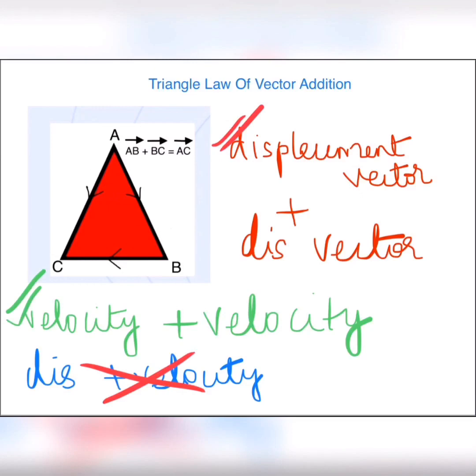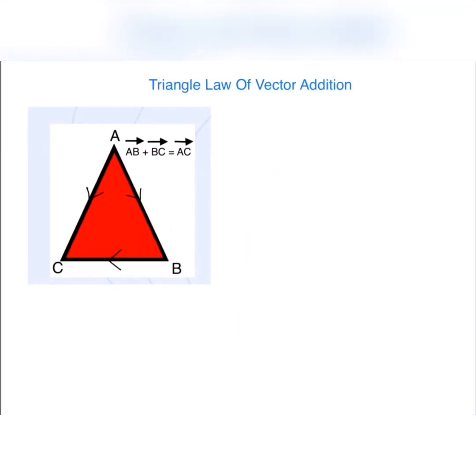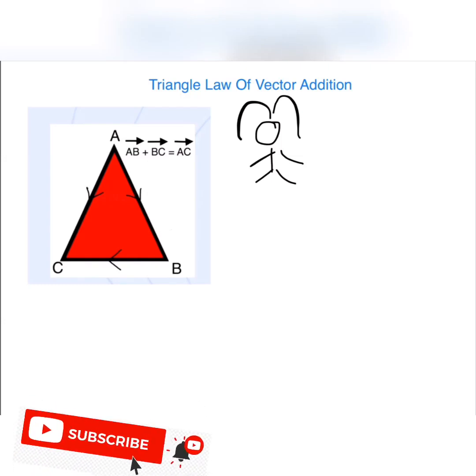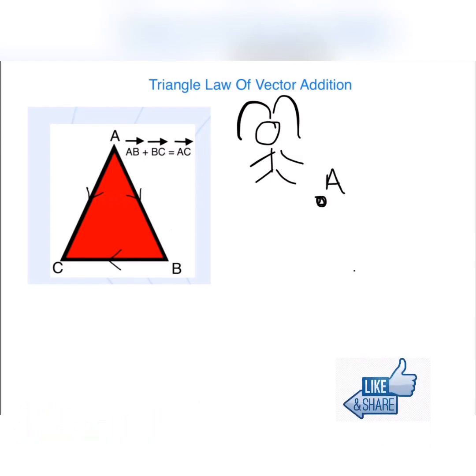Now let us see the triangle law of vector addition. We will go into detail. Consider that a girl displaces from point A to point B, and again she displaces from point B to point C.